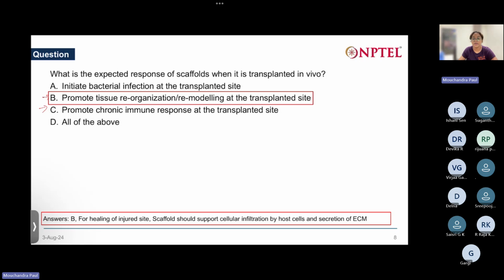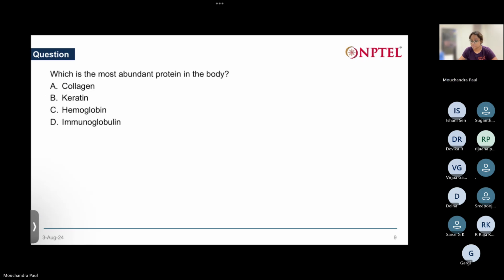Okay. So one of you has answered C. Did you get why C is not correct? Yes. Great. Now this is the next question. Which is the most abundant protein in the body? Collagen, keratin, hemoglobin, or immunoglobulin.